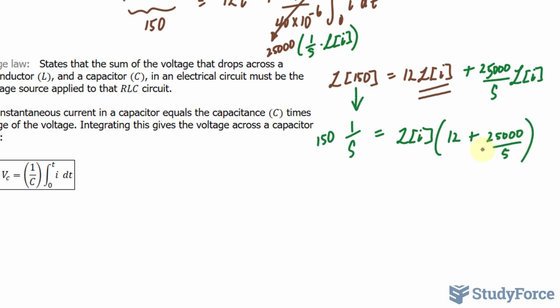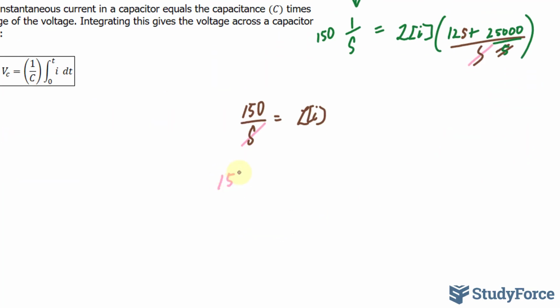Now coming up with a common denominator, we'll end up with an s that's shared by both terms and the letter s beside the 12. So I have 150 over s is equal to the Laplace transform of I times this factor, which I'll divide both sides by now. If I do divide both sides, this s and this s will cancel out, leaving me with 150 over 12s plus 25,000.